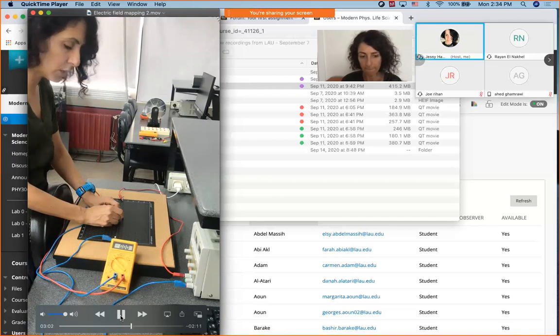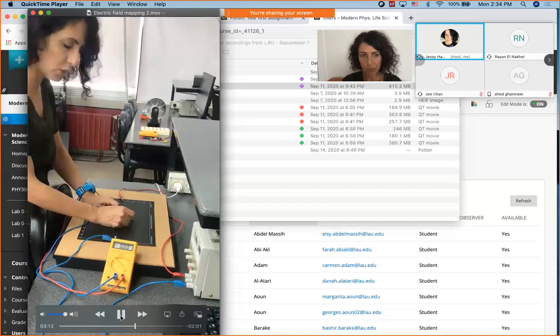Now the blue terminal 1 centimeter up. Is it a zero? No. I will move it a little bit to the left. Bingo, I got zero. I will mark my coordinates. And so on and so forth.